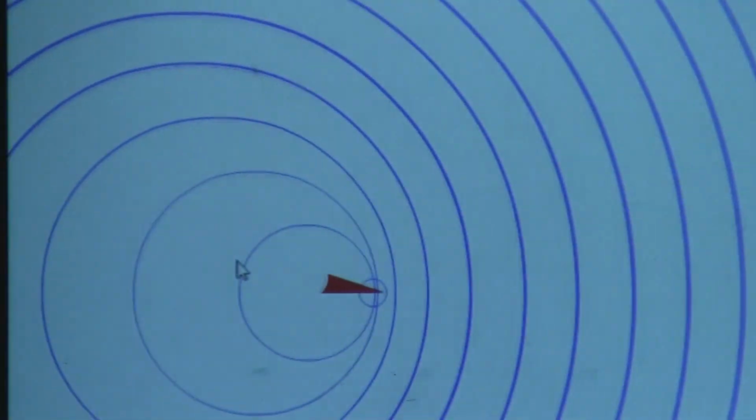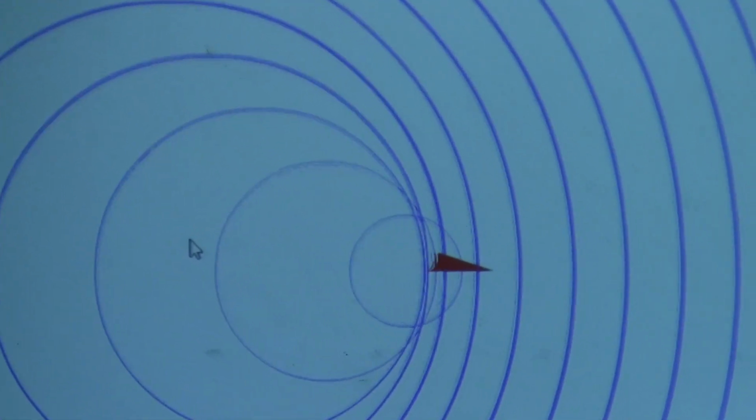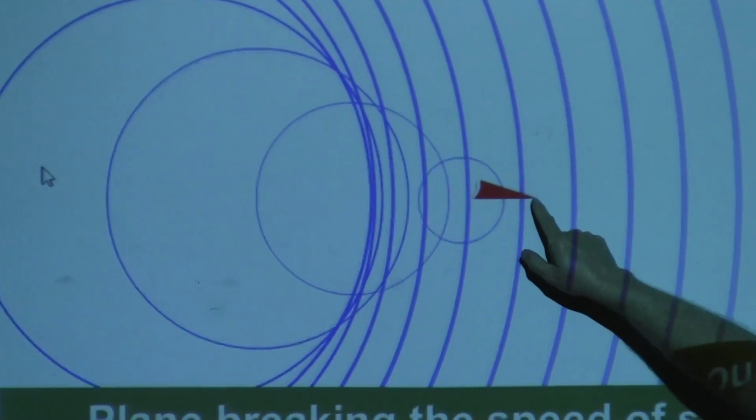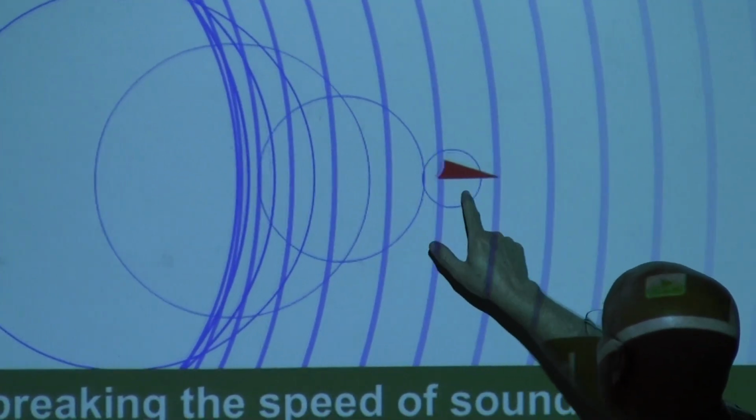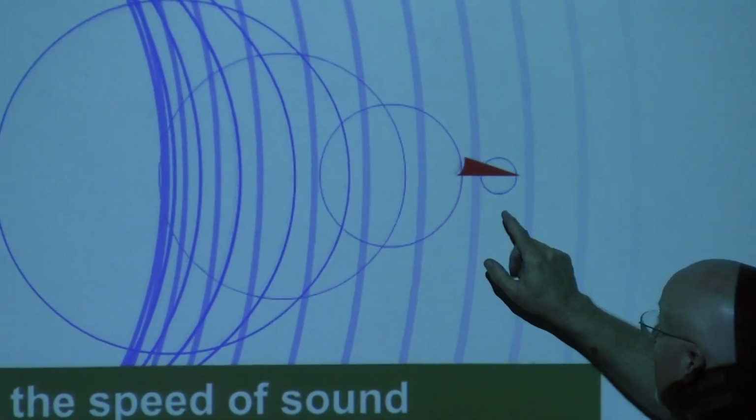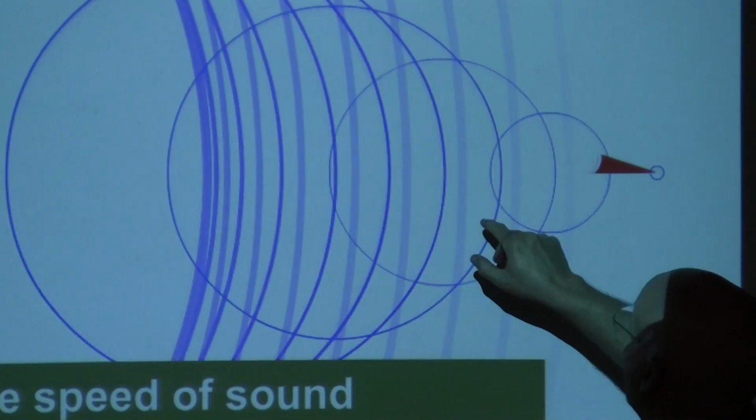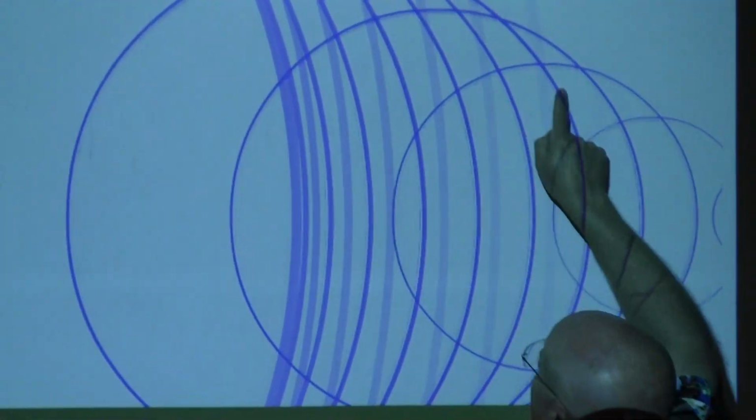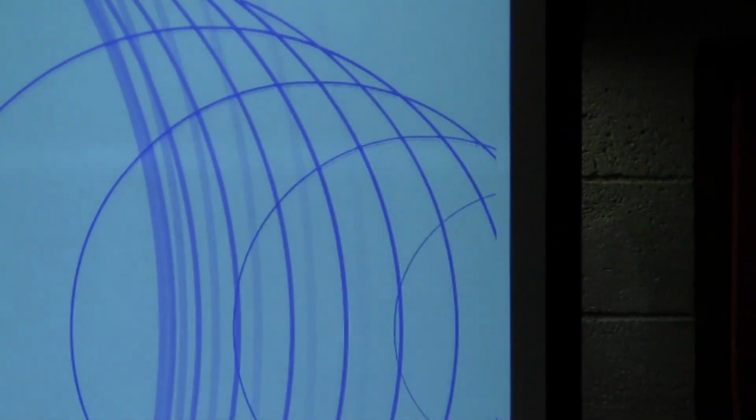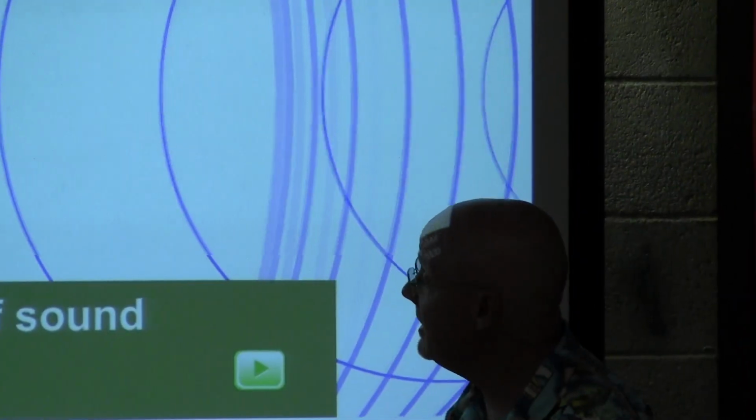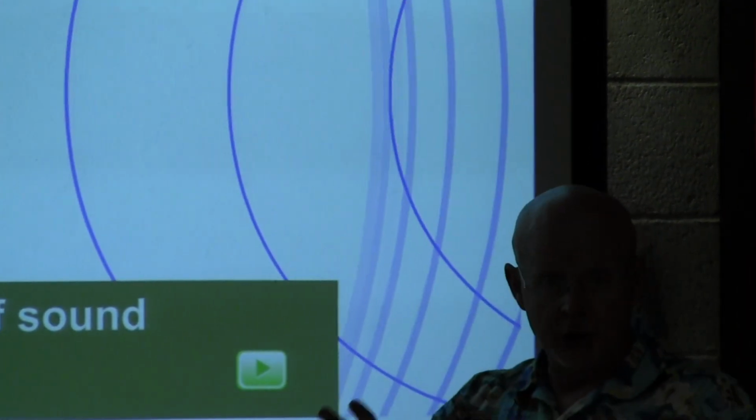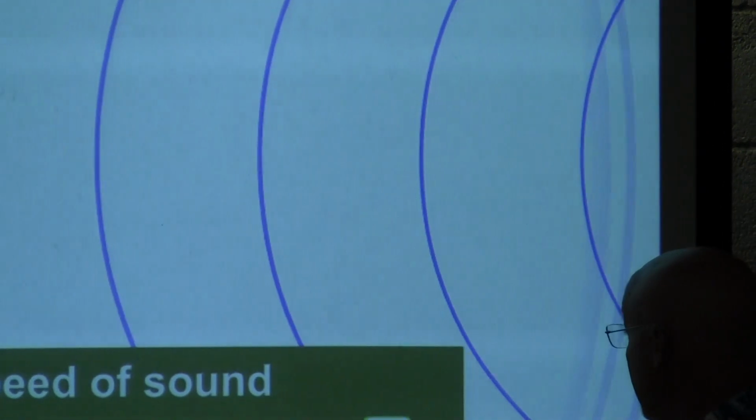Watch this. This is when the plane picks up speed. Now notice it makes the wave, but it moves faster than the wave it makes. So this is now going supersonic. But now you're beginning to see a pattern of superpositioning, if I can use that word from chapter 15, that begins to form here. Watch the next step here. Oh, well, it's too slow.